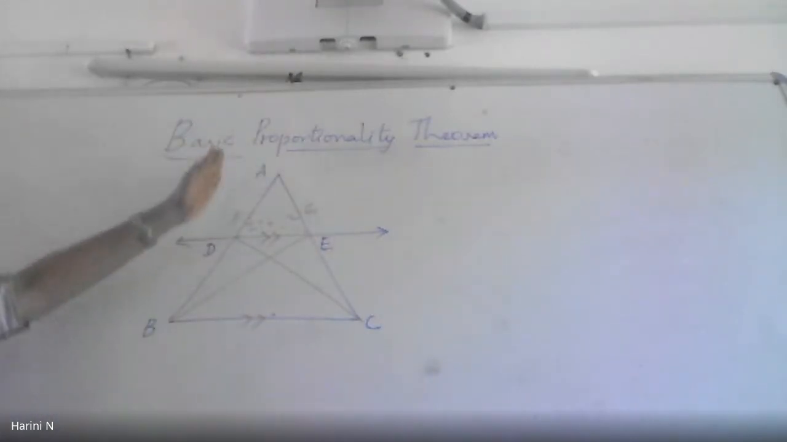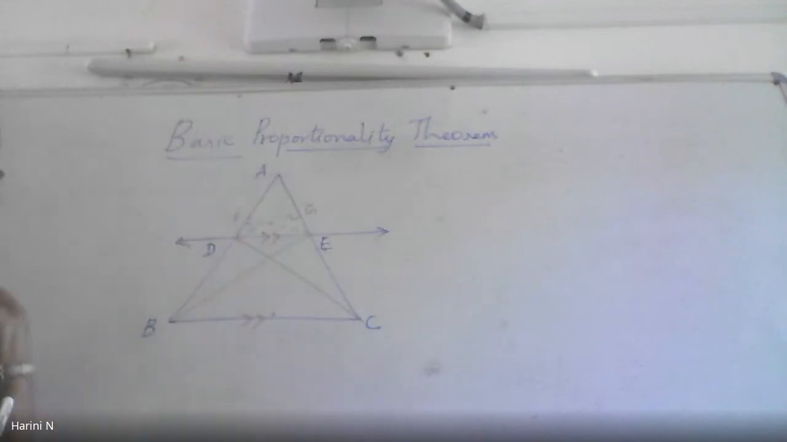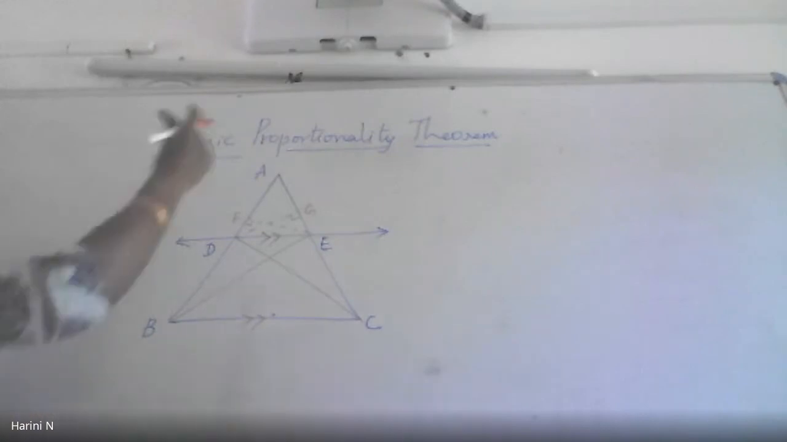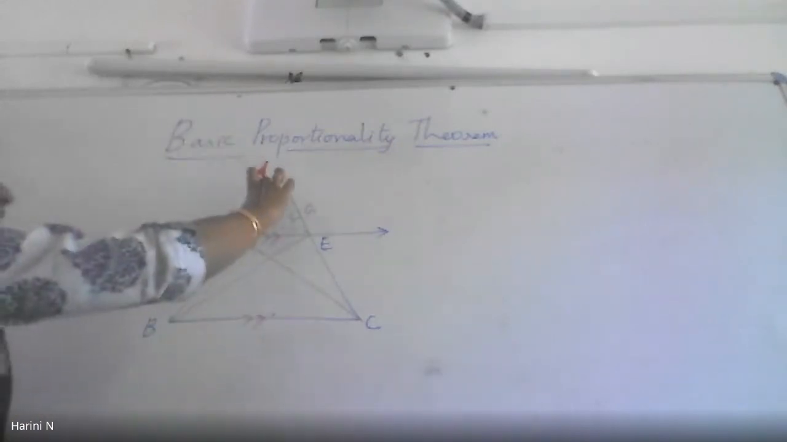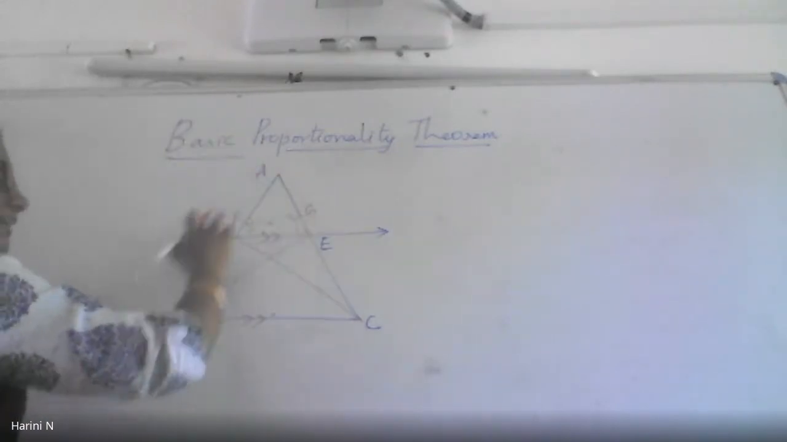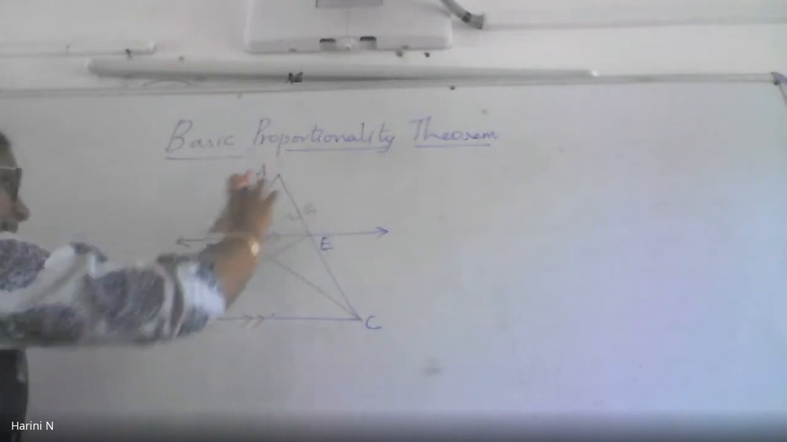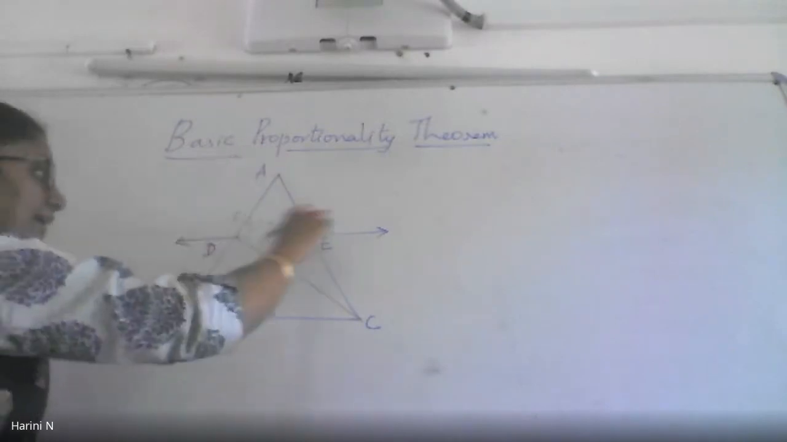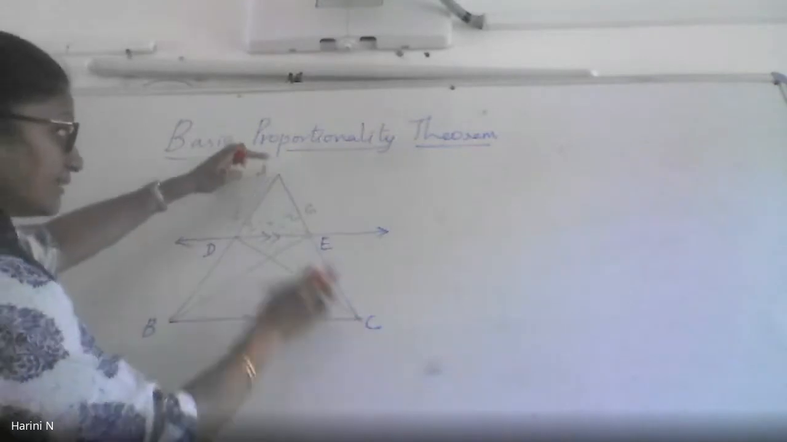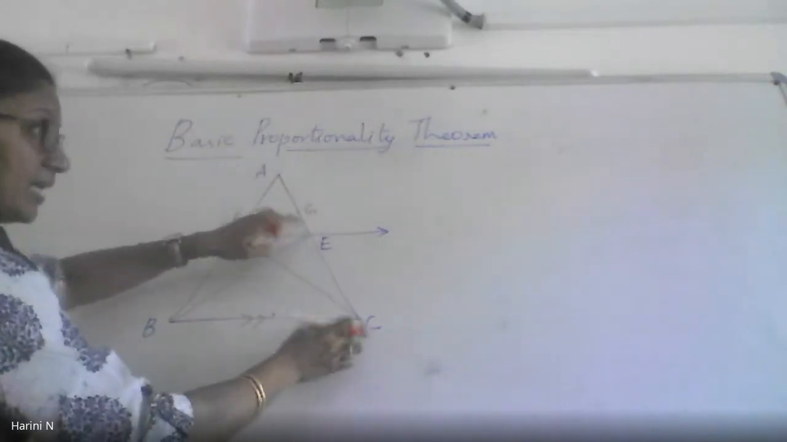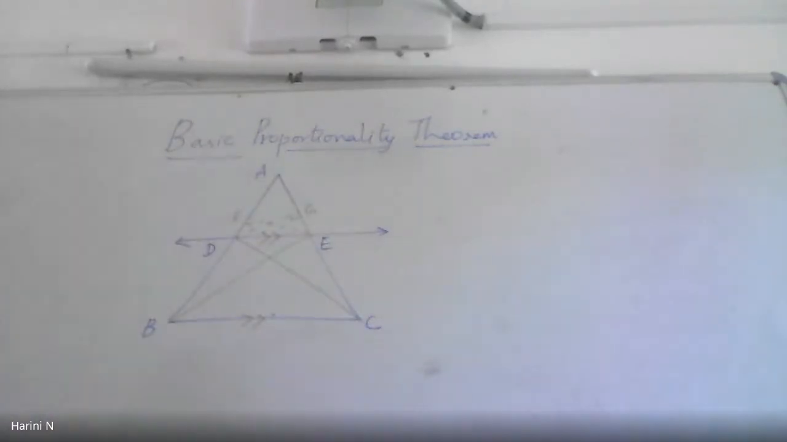Who is dividing AB and AC? DE. DE is the line which is dividing AB and AC. So this line is dividing AB into AD and DB. And the same line DE is dividing AC as AE and EC. Now the ratio is the same. That is what you should get.